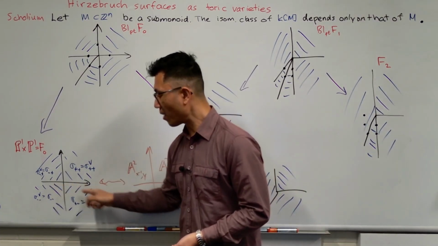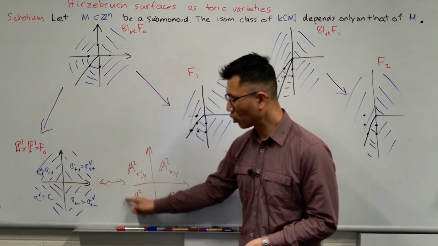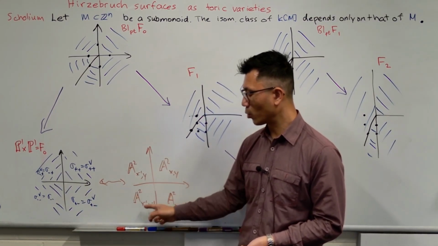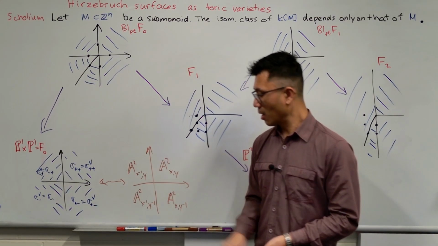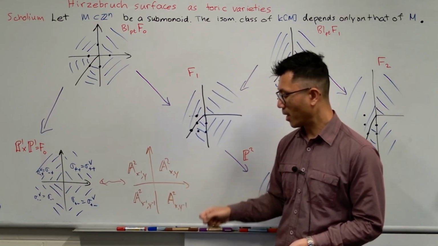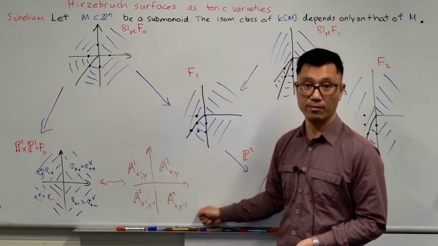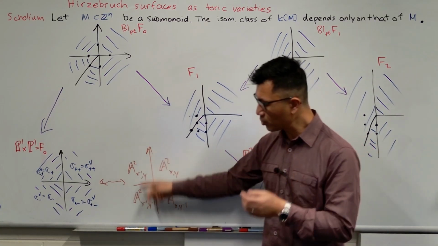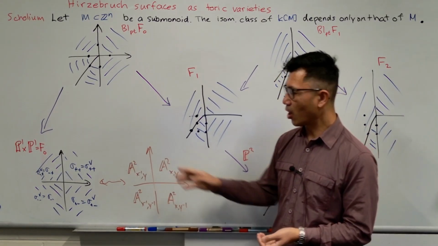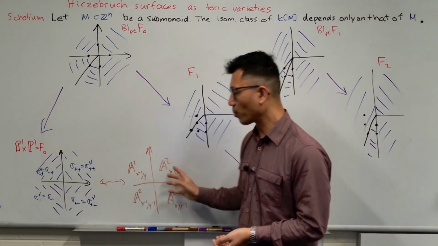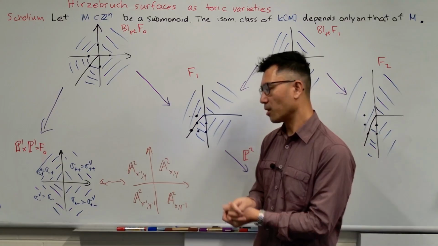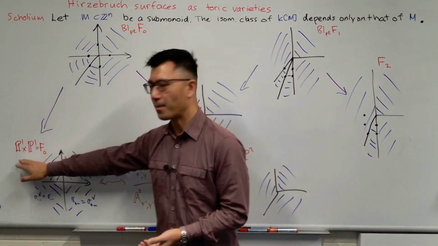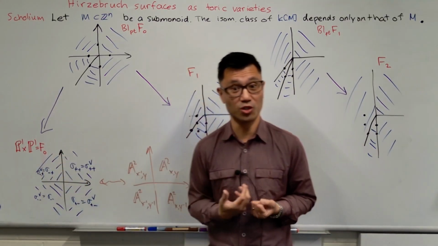Similarly, if you work with the other two cones, you'll get a copy of the affine plane, but with coordinates x inverse and y inverse. And finally here, a copy of the affine plane with coordinates x and y inverse. And glue them together in kind of the obvious way. I hope you can see that it will take a little bit of work to actually do the calculation, but you'd expect to get something like P1 cross P1, and that's indeed what you get.